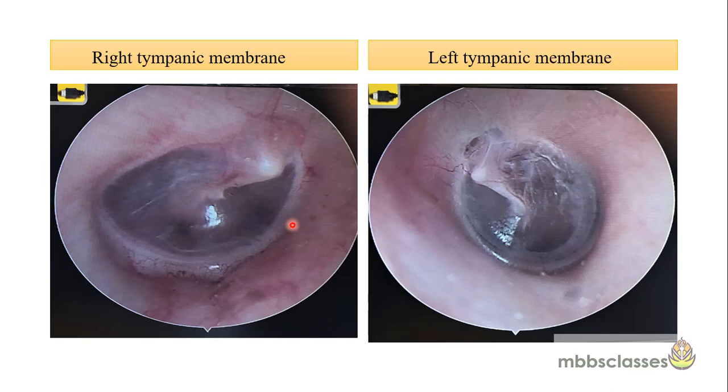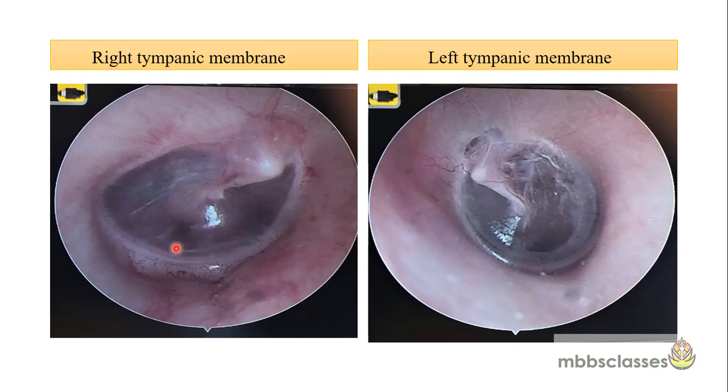Here we have given two pictures of the tympanic membrane just to highlight one point: how to identify the side of the tympanic membrane. Just remember, the side of the tympanic membrane is identified mainly by looking for the cone of light. This is the cone of light. You can see this is an area which is well illuminated.